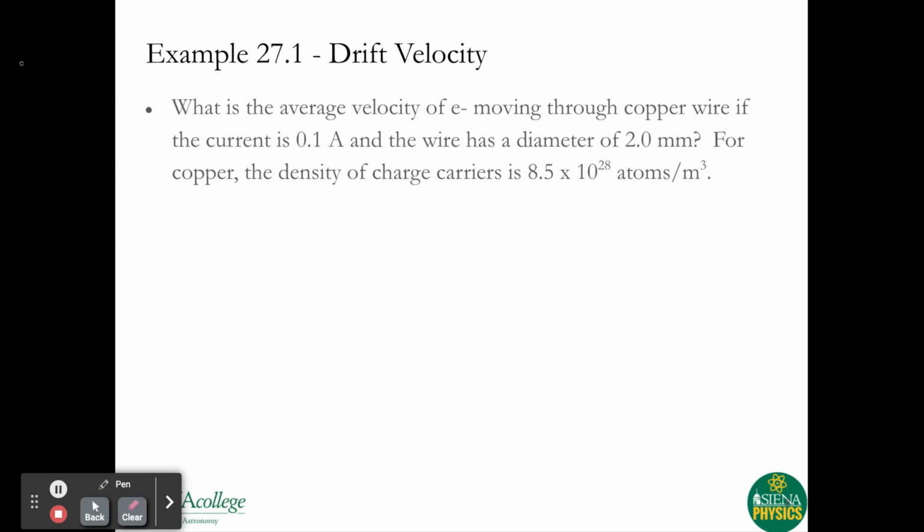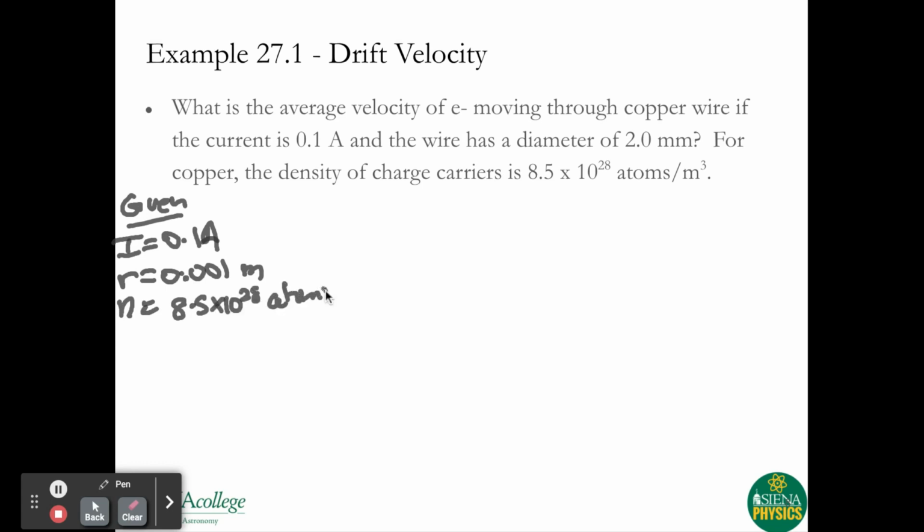So we are given that the current is 0.1 amps. We are given that the diameter is 2 millimeters, so the radius is 0.001 meter. And then the density of the charge carriers is 8.5 times 10 to the 28 atoms per meter cubed. And we want to find the average speed, which is really our drift velocity.